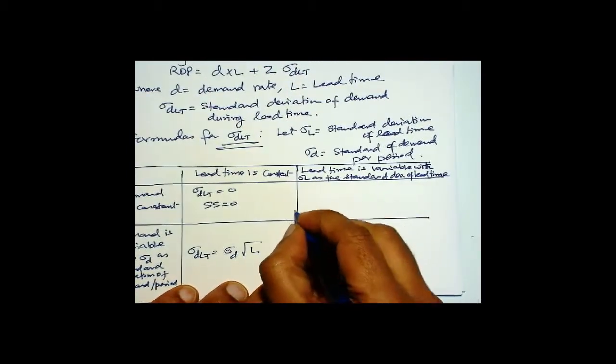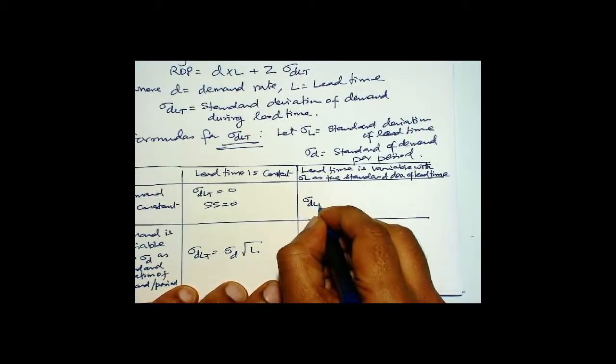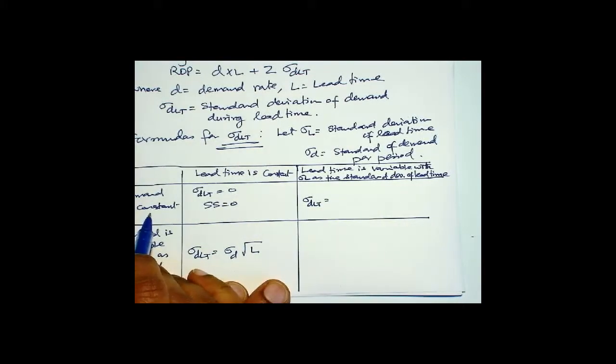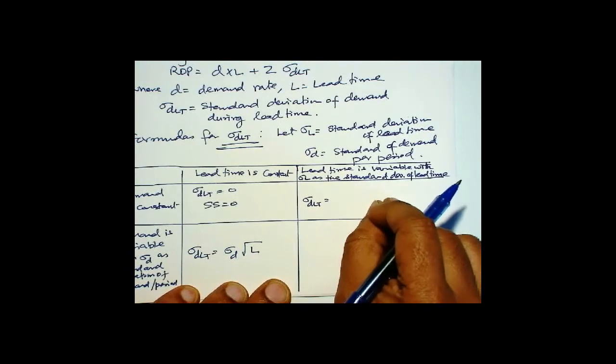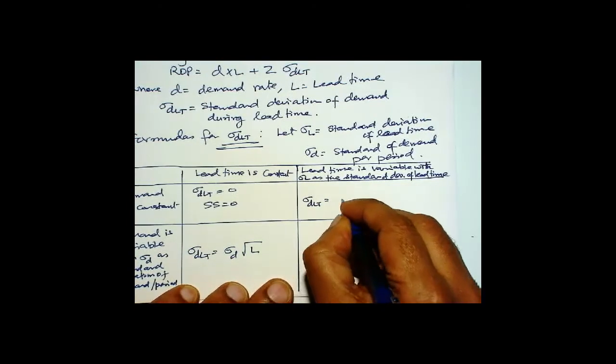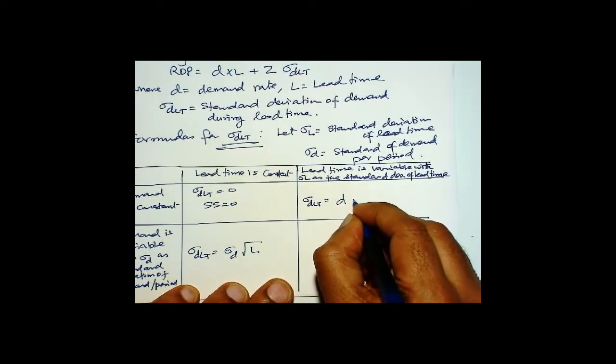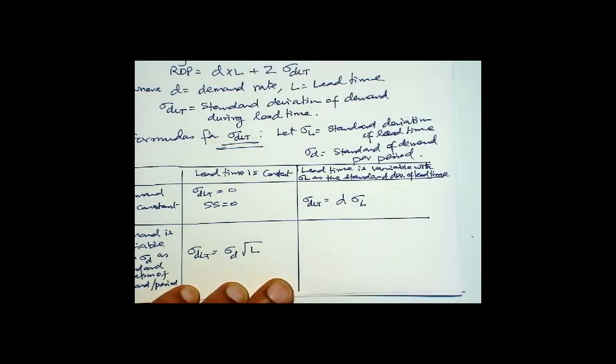In this case, when demand is constant but the lead time is variable, this is probably the least likely case. Okay. Then the formula is D times sigma sub L.